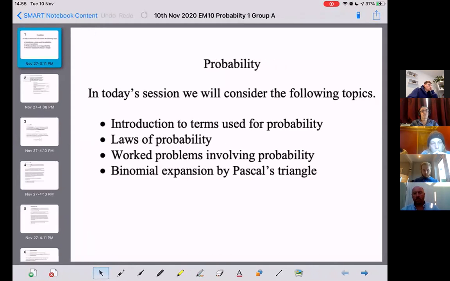Right, here we go then. Probability. Okay, so what we're going to do in this session is an introduction to the terms used for probability. We're going to look at some laws of probability. Then we're going to look at some worked problems involving probability, and then we're going to look at something called binomial expansion by Pascal's triangle. That sounds a bit fancy, but actually that's not too bad once you realize the purpose of it. That will enable us to do probability across multiple items.